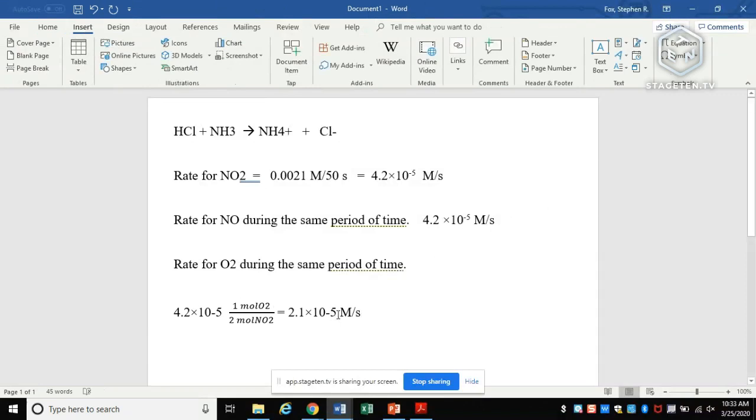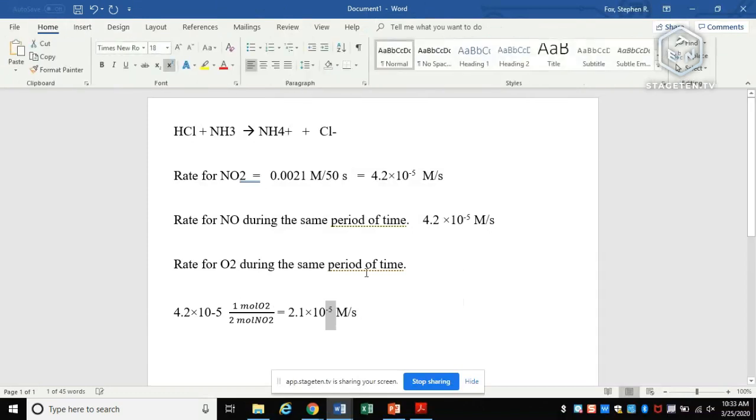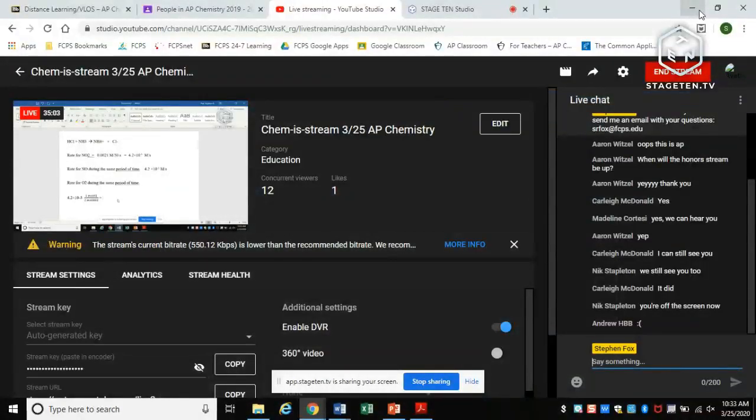Okay. So if you know the rate of appearance or disappearance for a product or reactant, all you have to do is multiply by the mole ratio to get the rate of disappearance or appearance for another product or reactant in that same equation. Okay. Does everyone get what I'm trying to say there? Hopefully. Okay.